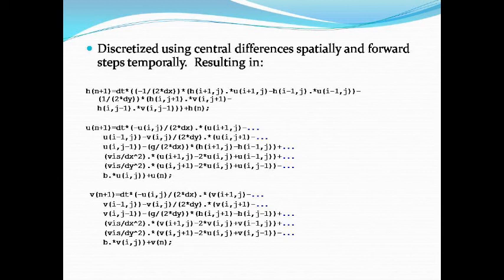The important things are that since central differences were used for spatial terms, there is a 1/2 multiplied into the first-order terms. There was also a dampening term, b times velocity, added into the momentum equations.